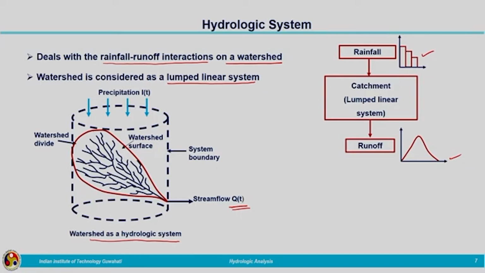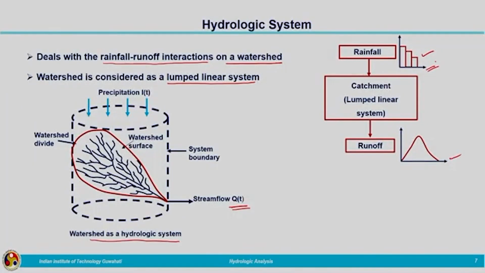The temporal distribution of flow at the outlet of the catchment can be schematically represented by means of a storm hydrograph. Whenever we are experiencing a rainfall, after deducting the abstractions or initial abstractions from the rainfall, we will be getting the excess rainfall hydrograph. That is considered as the input to the hydrologic system, and it is getting translated to direct runoff at the outlet. That is represented by this direct runoff hydrograph.